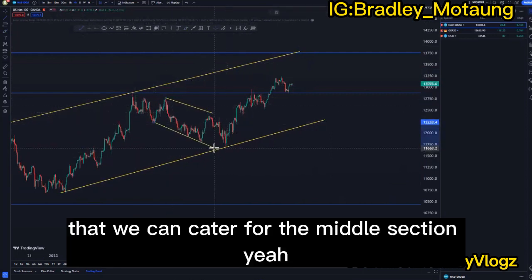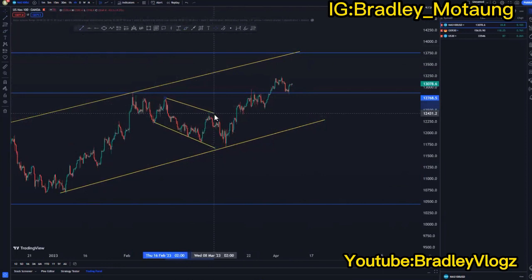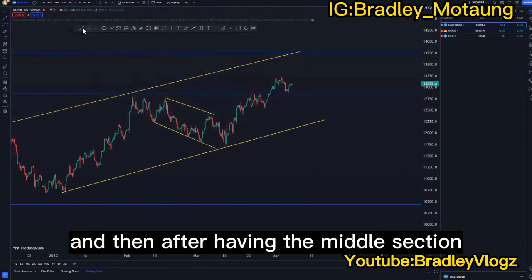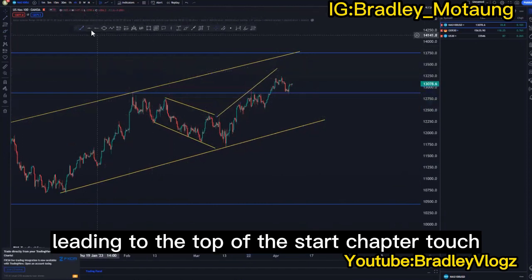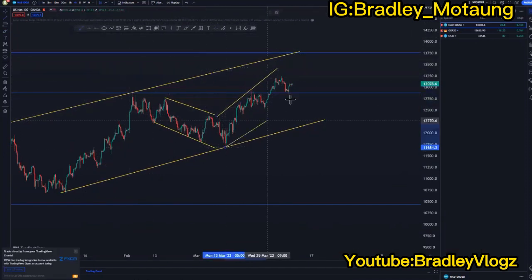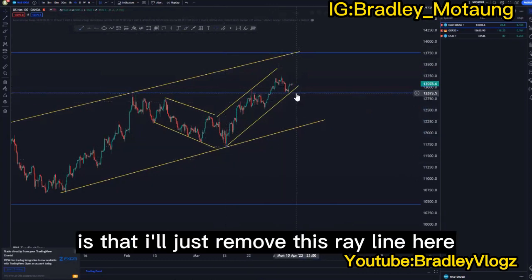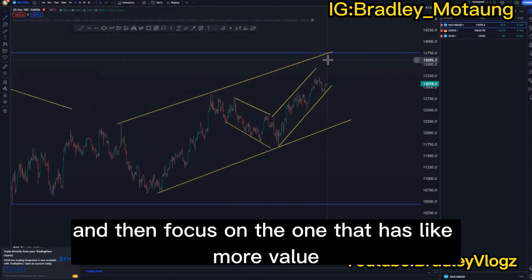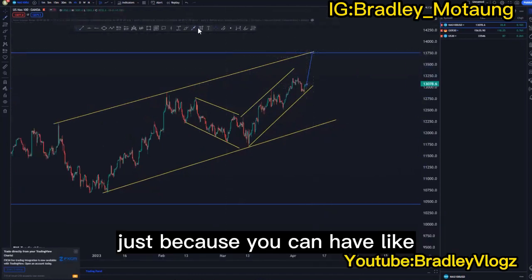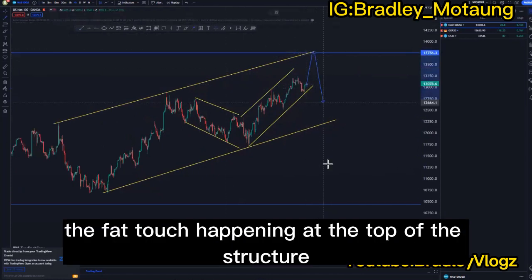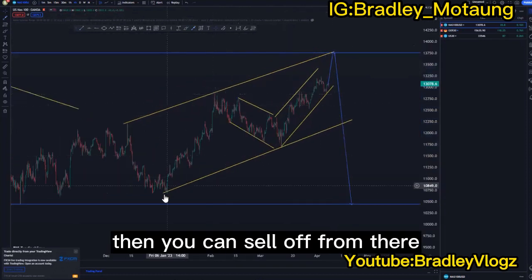The middle section, yeah. And then after having the middle section, now we have this ascending channel leading to the top of the structure for a touch. And then I'll just remove this ray line here and focus on the one that has more value, just because we can have the third touch happening at the top of the structure. Then we can sell off from there.